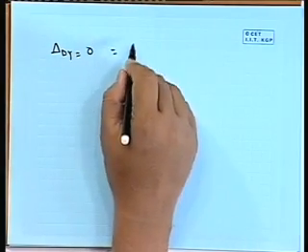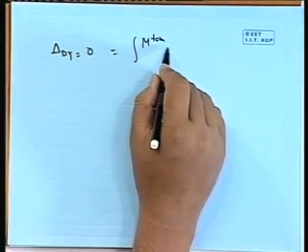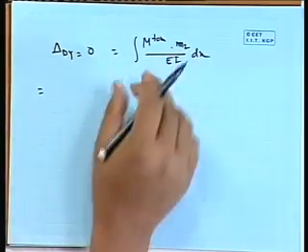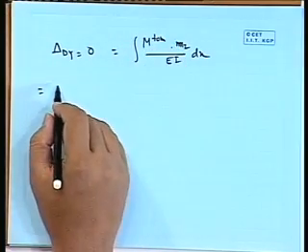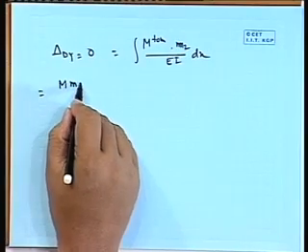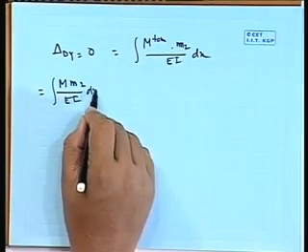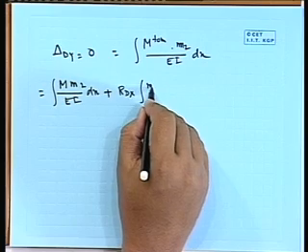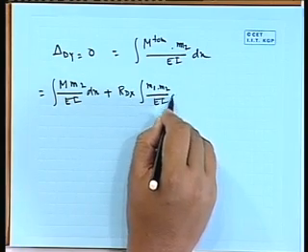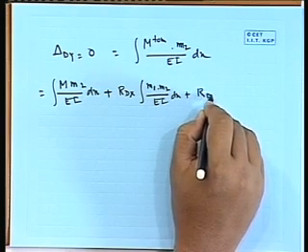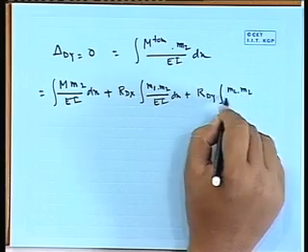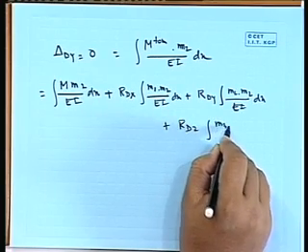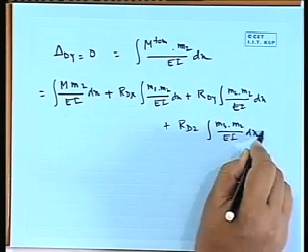So how much will it be? It will be total moment into m 2 by E I d x. Now, if we put the value, it will be capital M small m 2 by E I d x, plus R d x, here it will be m 1 m 2 by E I d x, plus R d y m 2 m 2 by E I d x, plus R d z m 3 m 2 by E I d x, which will be equal to 0.